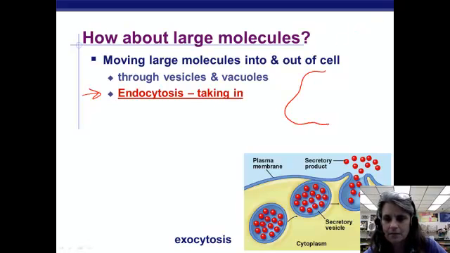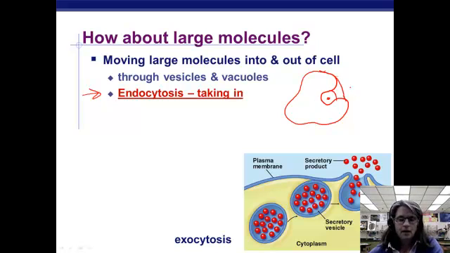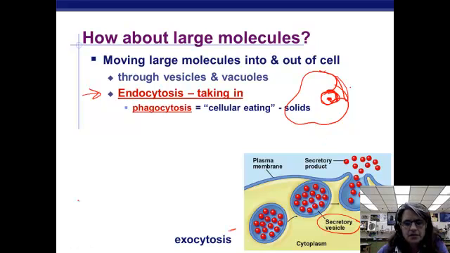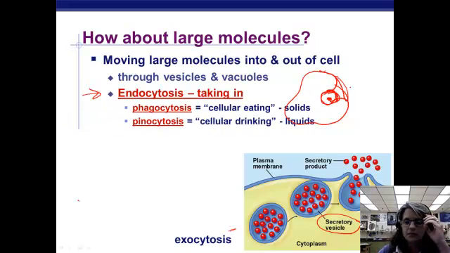Here is my amoeba right here. Here is a food item. It's going to come up, take in the food item, and enclose it in this little space. These would enclose around that food particle, and you would end up with the food contained in a little thing called a food vacuole. Endocytosis can take two forms. Phagocytosis is taking in large solids. Pinocytosis is taking in large amounts of liquids.